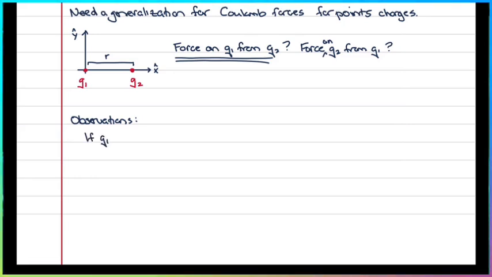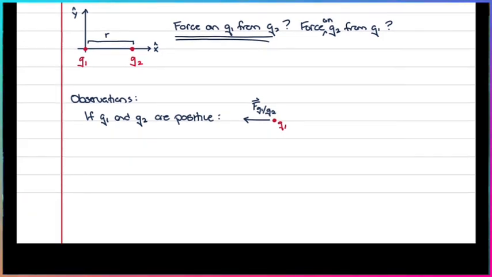So if Q1 and Q2 are positive, what direction do you expect the force to point? If that's Q1, then I expect them to repel one another. I expect the force to point in this direction. So I'm going to write force Q1/Q2, and again, that's going to mean on Q1 from Q2. Okay, if Q1 and Q2 are both negative, then I expect the same answer. I expect them to repel one another. I expect the force to also point to the left.